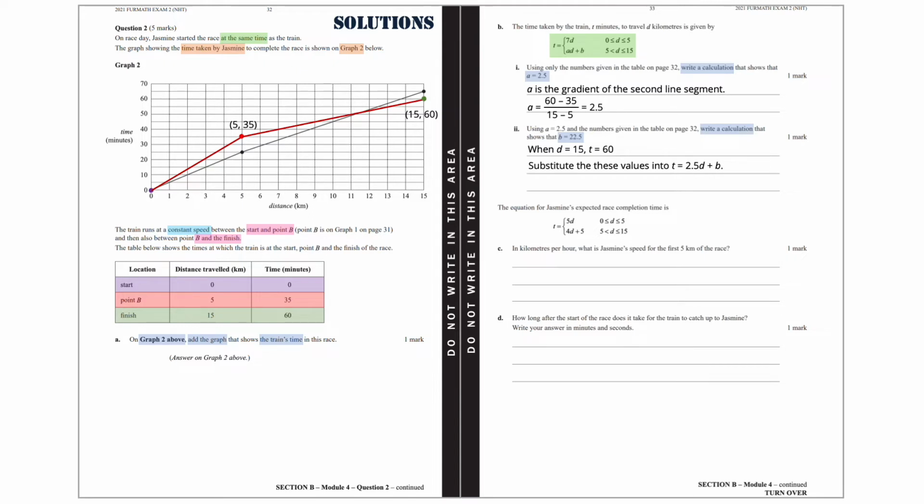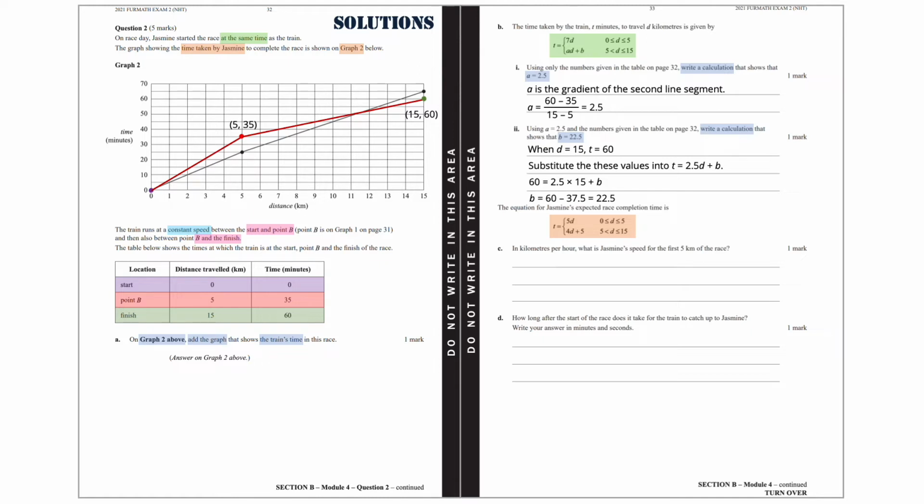And also notice that we substituted 2.5 for A. So we have 60 equals 2.5 times 15 plus B. Therefore, B equals 60 minus 37.5. That equals 22.5. The equation for Jasmine's expected race completion time is given below.